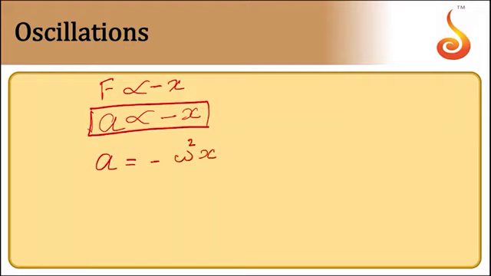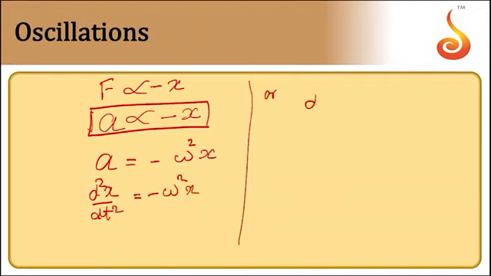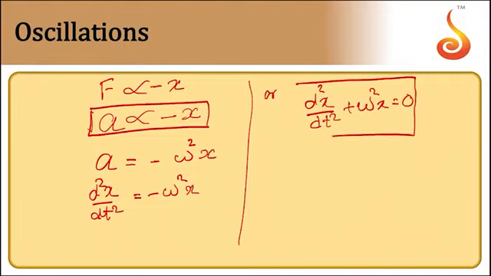You all know that. And this can be rewritten as d square x by dt square is equal to minus omega square x, or we can write this equation as d square x by dt square plus omega square x is equal to 0. This is what is called the second order differential equation of SHM.